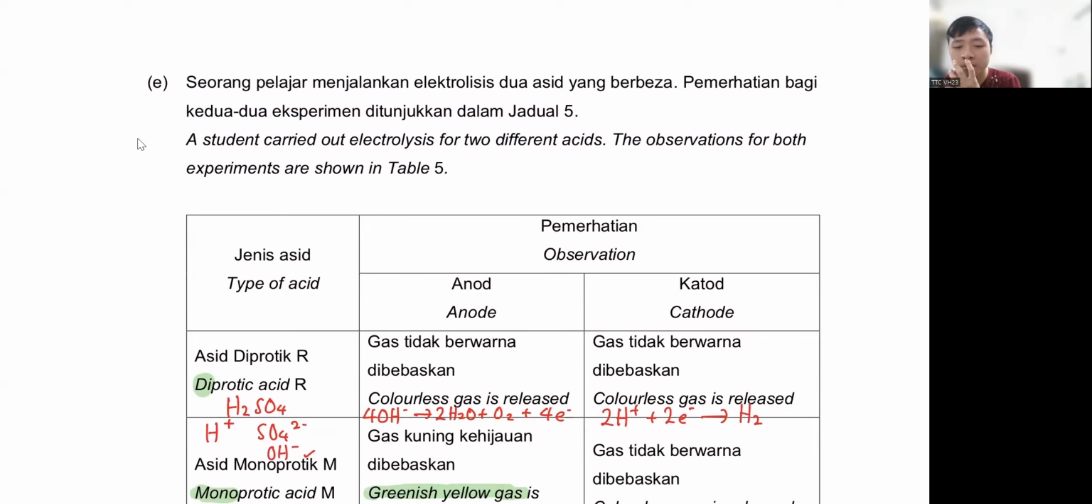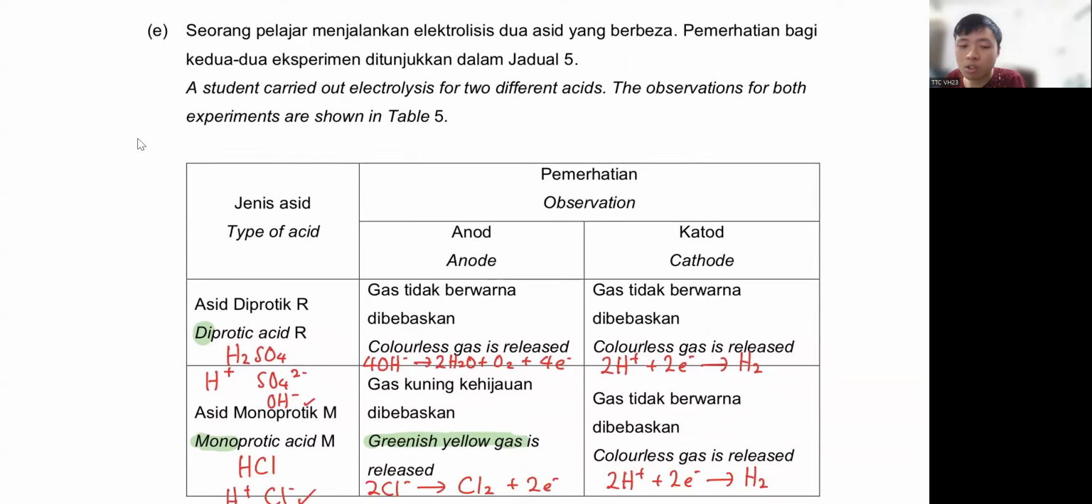What about monoprotic? Now, monoprotic, greenish yellow. Remember this one? What's the possibility? Greenish yellow is one of the colors of group 17 gases. Remember, group 17: fluorine is pale yellow, bromine is reddish brown, iodine is purplish black. Then this one is chlorine.